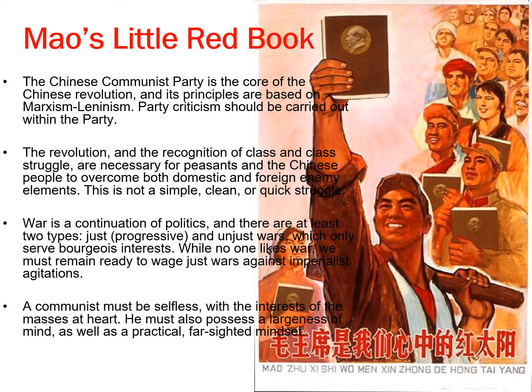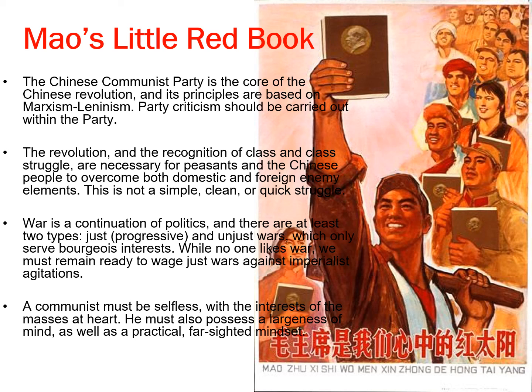Now, the revolution with the Little Red Book and the recognition of class and class struggle are necessary for peasants and the Chinese people to overcome both domestic and foreign enemy elements. This, however, is not simple, clean, or straightforward. War was a continuation of politics, and there are at least two types: just and unjust wars. And while no one likes a just war, we must remain ready to wage war against imperialist agitations. Never war for the sake of war, but war to protect. The war without end.